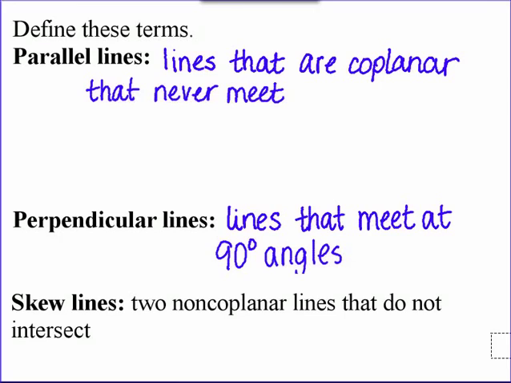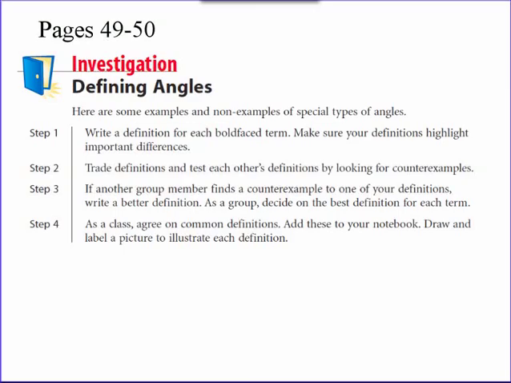Now we're going to do an investigation. You guys are going to do that in class right now. I'm going to stop the video and we'll pick up on it again. Go to page 49 and page 50. They are going to give you some examples and non-examples of angles, and you might already know the definitions of these angles, so it might be fairly easy. You are going to write a definition for each bold-faced term. Don't write it in the definition part of your notebook, because I will give you the correct definition afterwards.